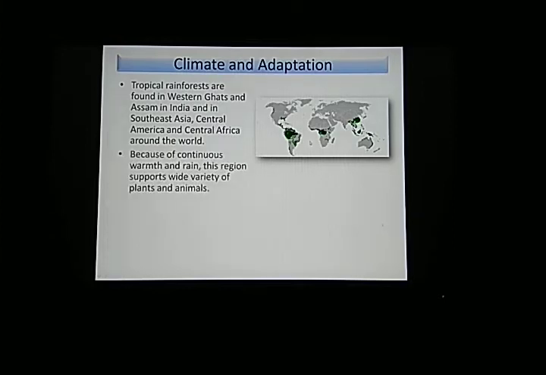Now because of the continuous warmth and rain, this region supports a wide variety of plants and animals. Yes, since it receives an even amount of sunlight and rainfall, which is very much required for the growth of the plants especially, as a result you find a wide variety of plants over there, as well as, due to this suitable climate, a wide variety of animals are also found over those regions.